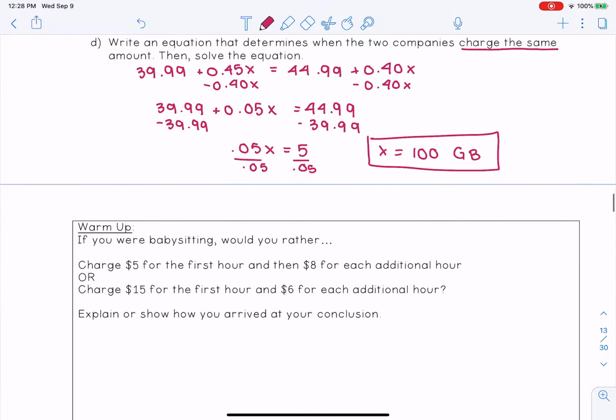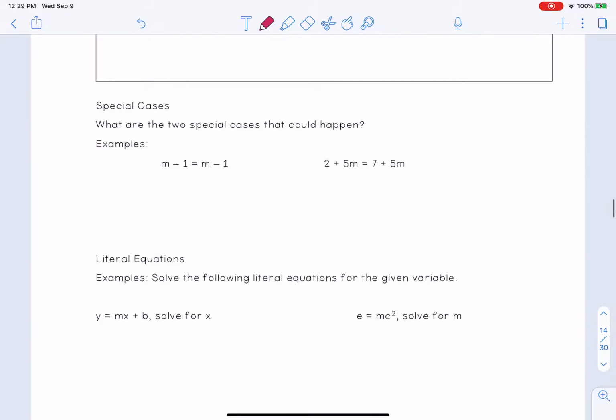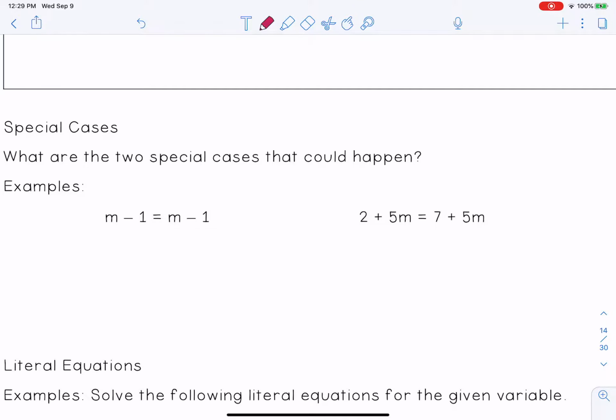All right. Now here's the second section, so make sure you take time to do this warm-up. And we're going to talk about some special cases. What are two special cases that could happen? Let's see, in this first one, it says m minus 1 equals m minus 1. What do you kind of notice about this? You might notice it looks the same on each side.